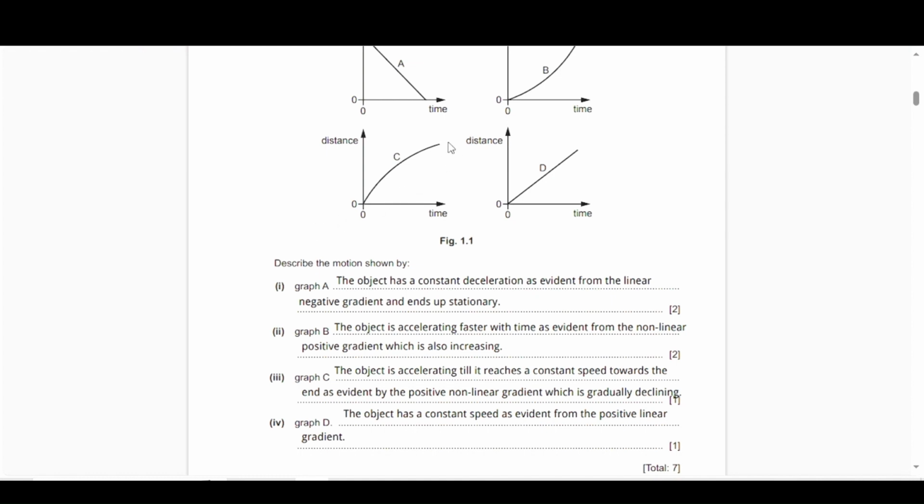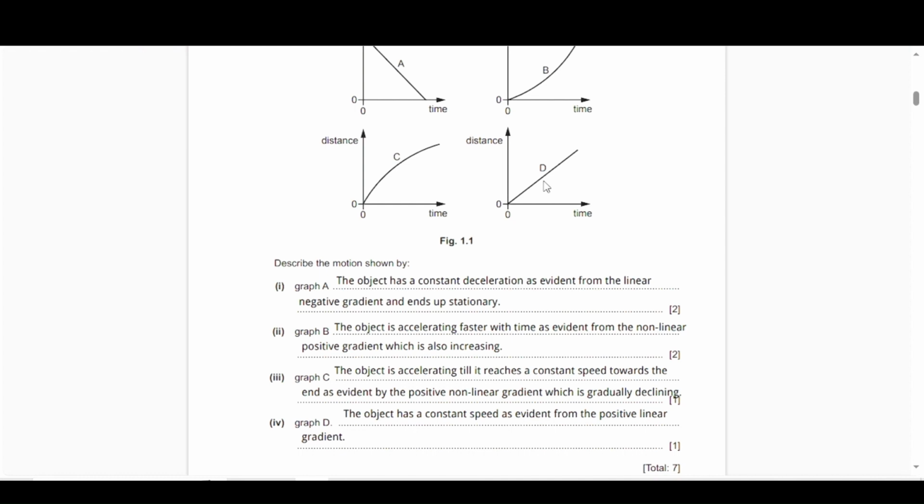essentially the object is flatlining, which means at some point it's going to reach a certain distance away from its source and it's going to stop. So the object is accelerating till it reaches a constant speed towards the end, as evident by the positive non-linear gradient, which is gradually declining. And in the final scenario, you just have a positive linear gradient for a distance time graph.